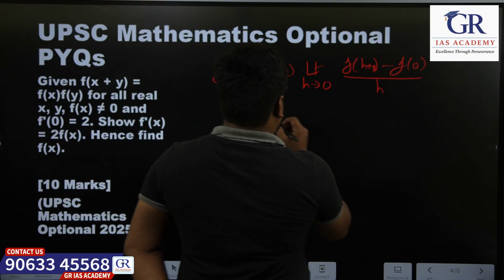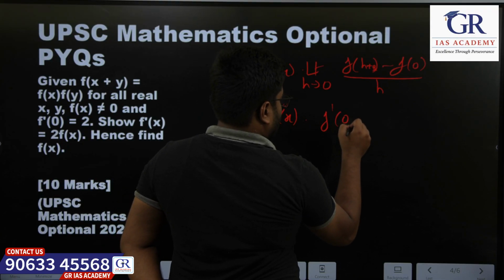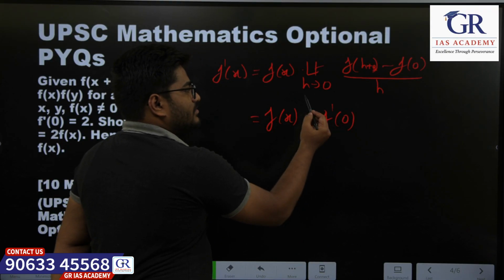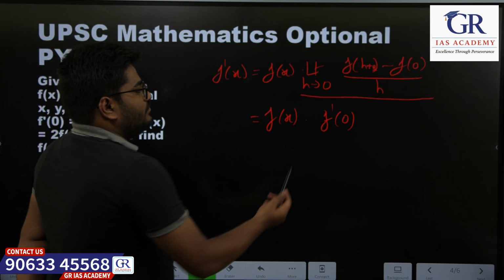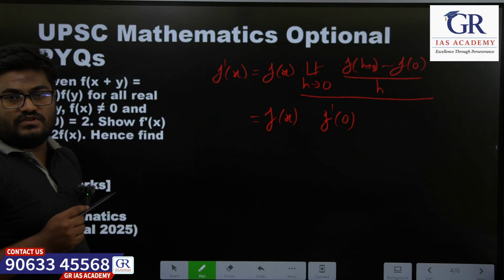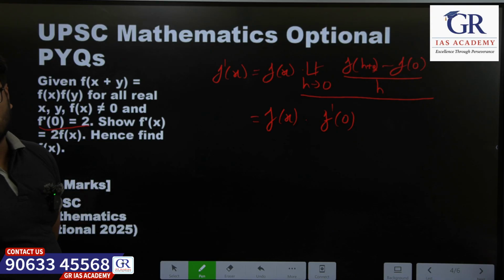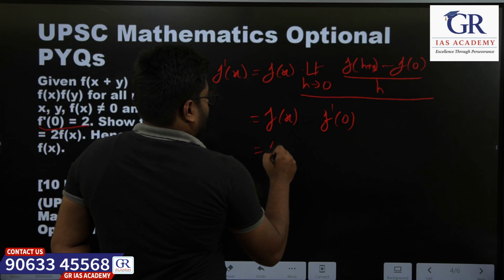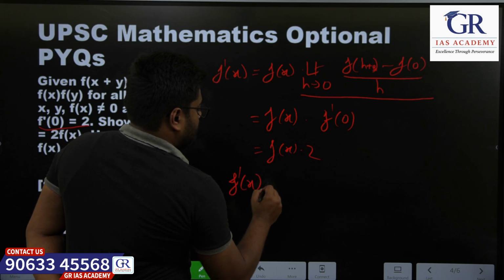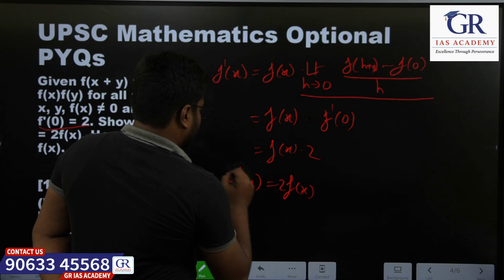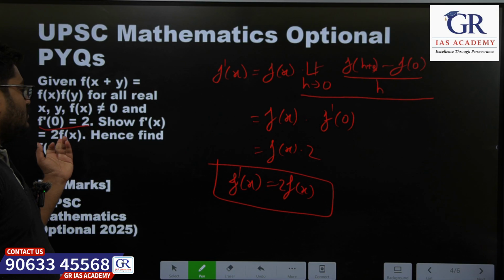So what is x here? x is 0. So this becomes f of x into f dash of 0, right? Because this is the limit definition of the derivative. So we get f dash of 0. But is the first derivative at 0 given? f dash of 0 is equal to 2 is given in the question itself. So f of x into 2, that becomes f dash of x equals 2 f of x. Hence we have shown that the first derivative of this function is equal to double the function itself.